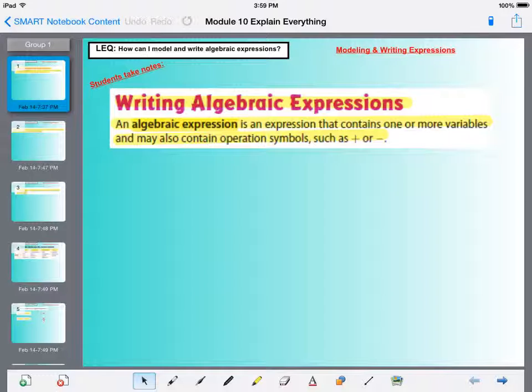An algebraic expression is an expression that contains one or more variables, and we know that variables are your letters or symbols that signify a value. They also contain operational symbols such as plus, minus, times, or divide. So an example of an algebraic expression could be x plus 6. It has a variable. It has an operational sign.